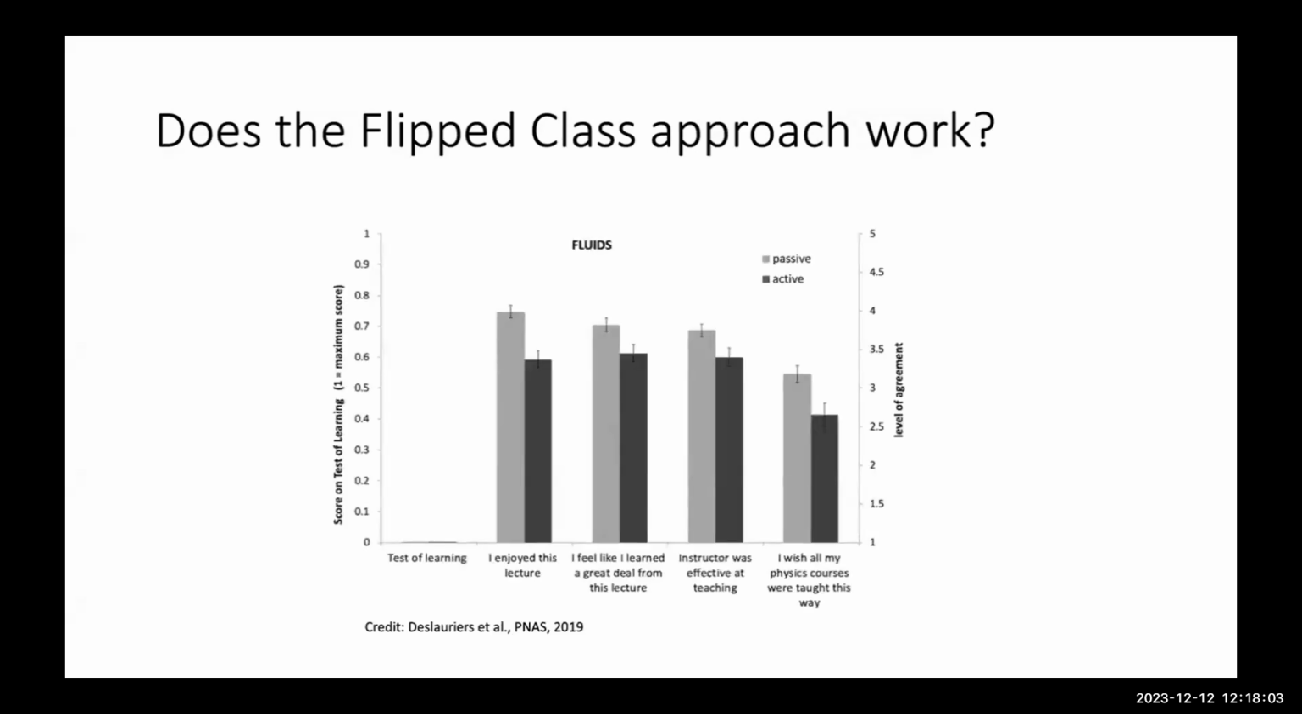work? This is from a paper published in 2019. You see passive in light gray and active in black. You can see that the students were not too much in favor of the flipped class approach. However, when it came to the test of learning, you can clearly see how the two columns were swapped. So students actually performed way better. And the key was that they had more time to absorb that content in their own time. So the value of that time increased for the students.